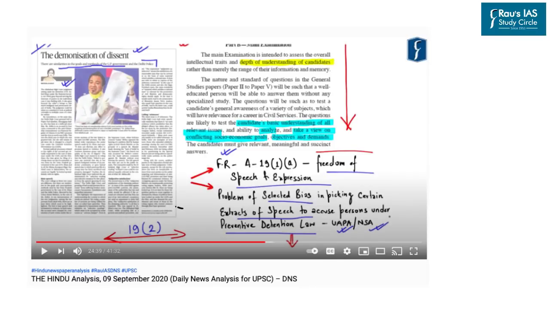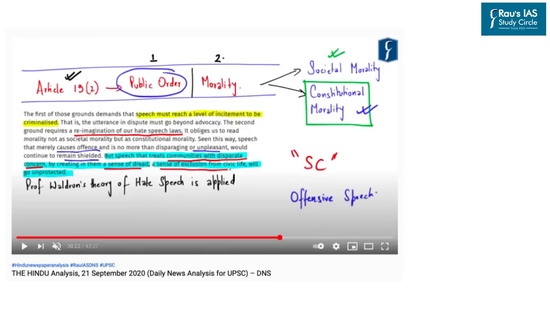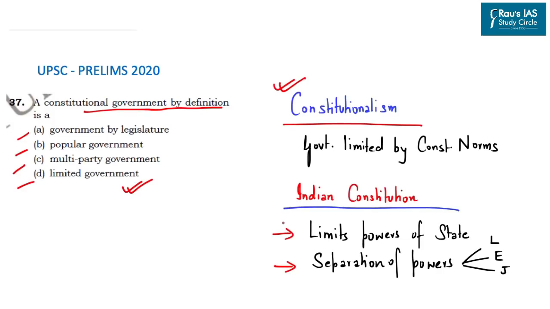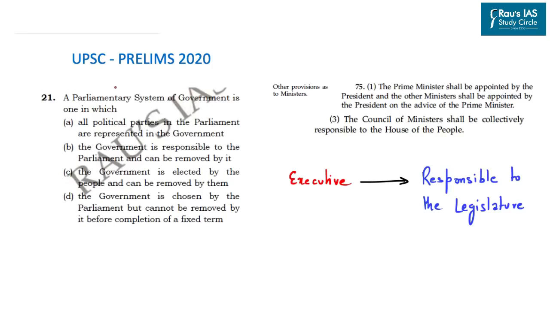Now, these aspects of reasonable restriction were also discussed in the DNS dated 9 September 2020 in the article named Demonization of Dissent. Further, the concept of constitutional morality was also discussed in the DNS dated 21st September 2020. So, based on this understanding of constitutionalism and the Indian Constitution, we can say that a constitutional government by definition is a limited government. Now, the next important question is based on the parliamentary system of government.